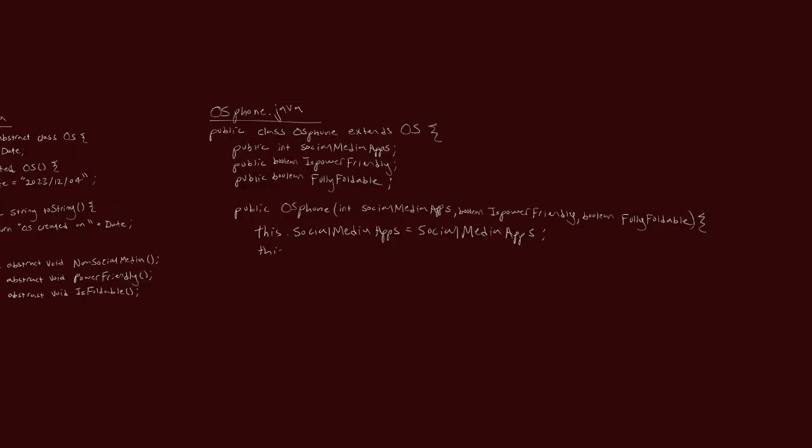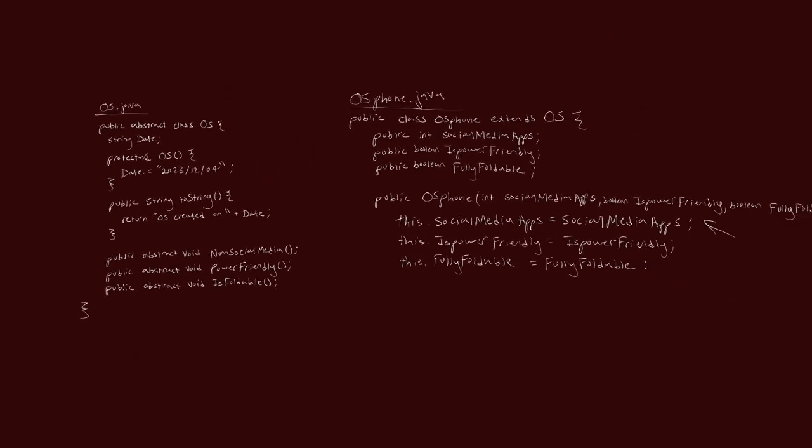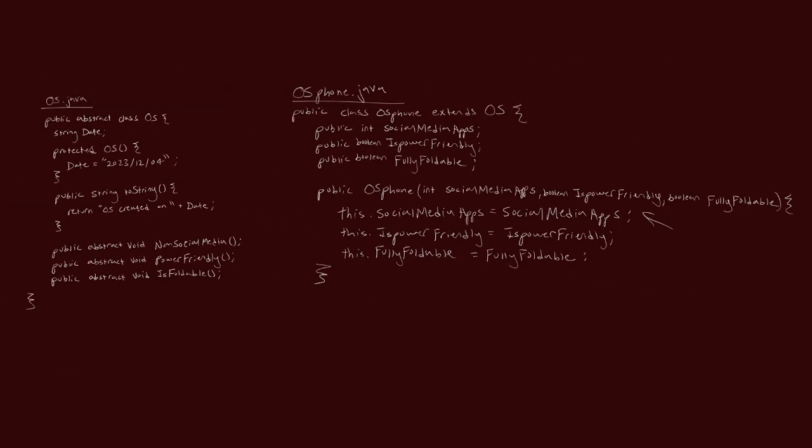Then this.isPowerFriendly equals isPowerFriendly, and then this.fullyFoldable equals fullyFoldable. All right, looks good. Oh yeah, and then we didn't add a super here because obviously the constructor here doesn't pass in any parameters. All right, there we go.